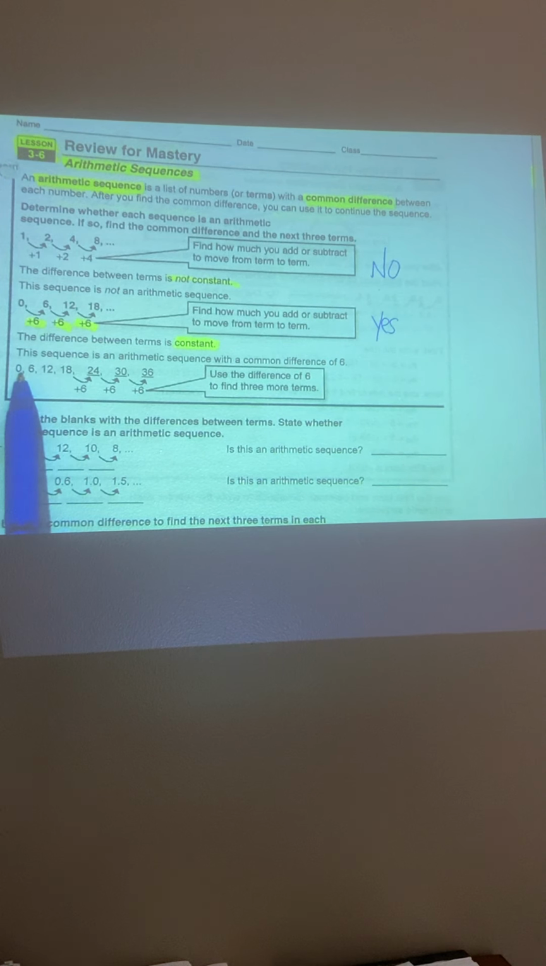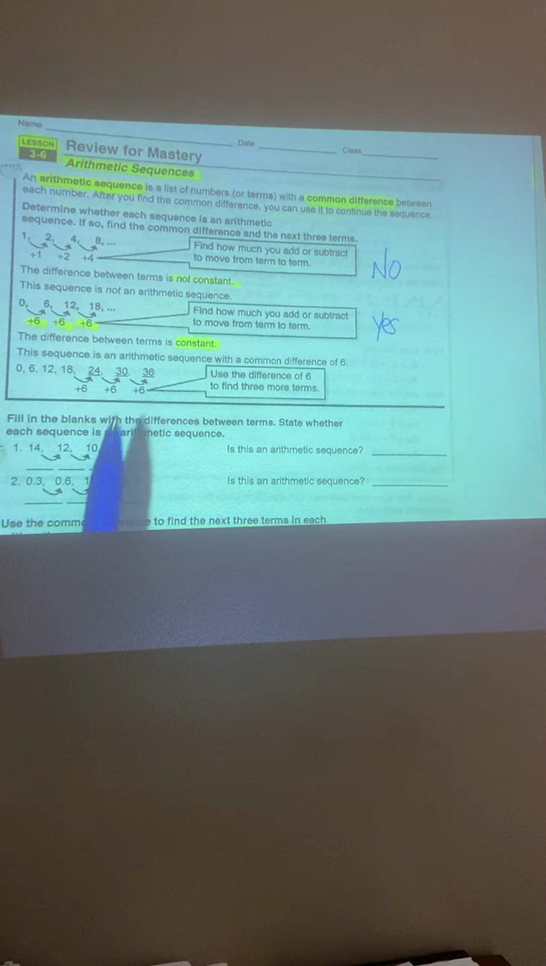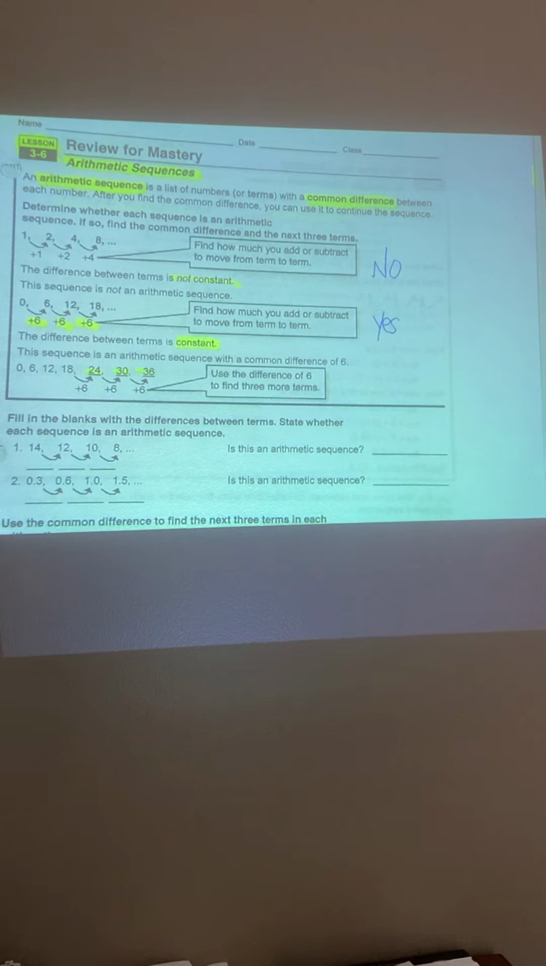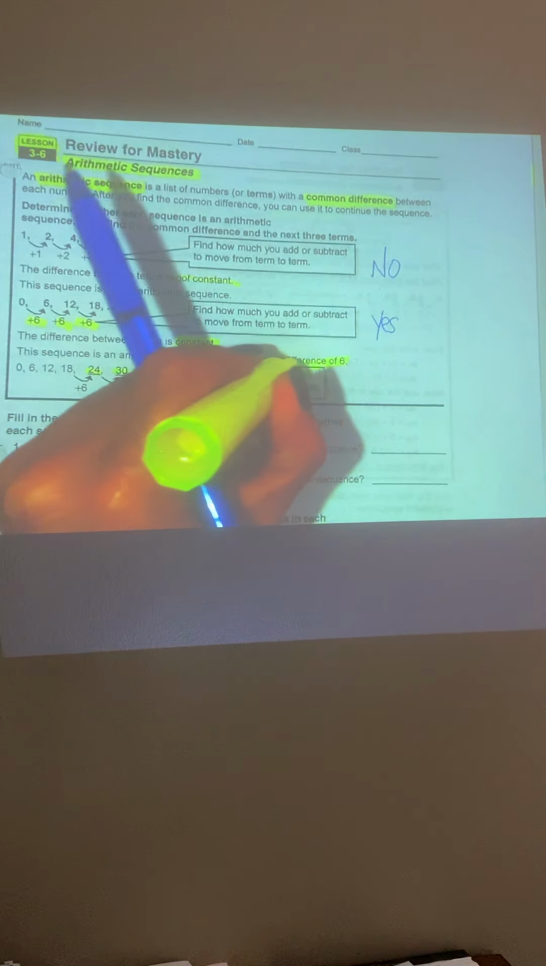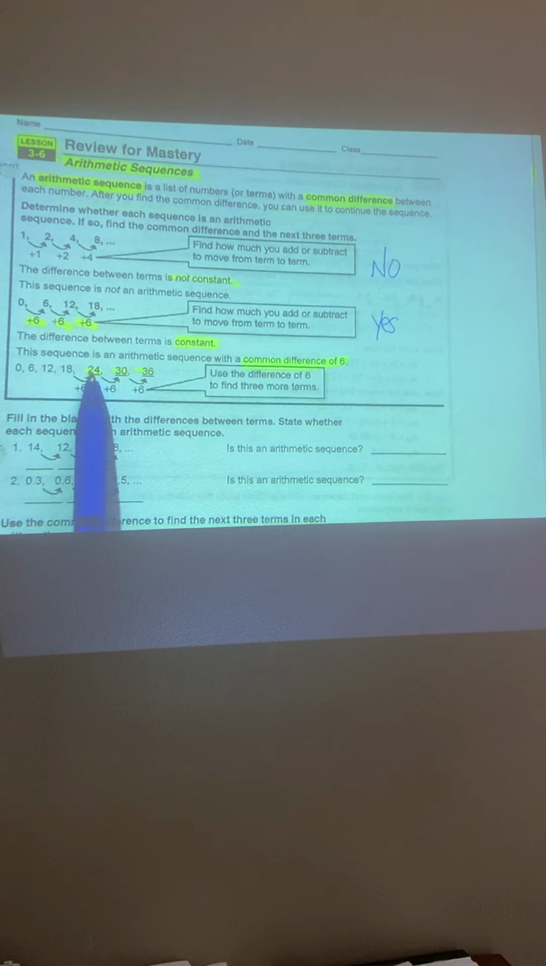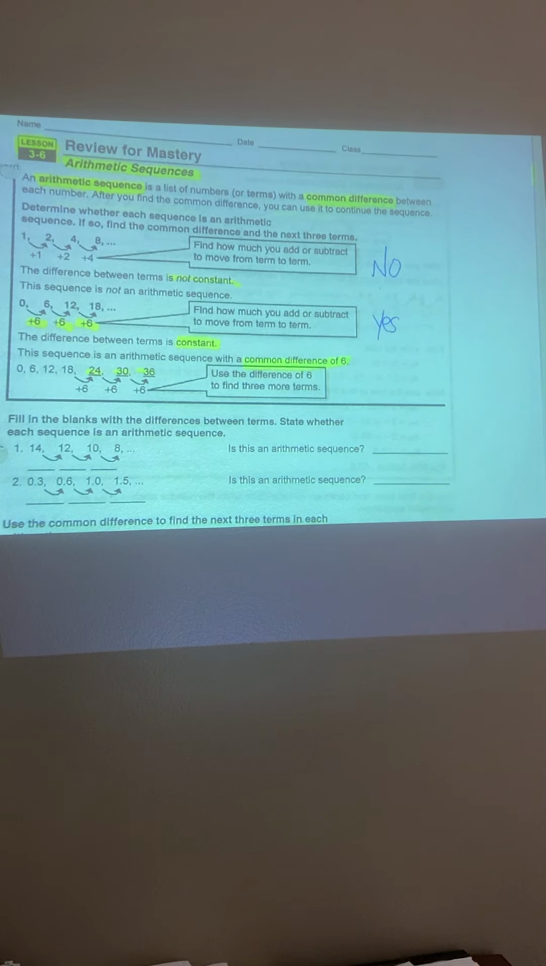Let's look at the next one. 0, 6, 12, 18. So now the next three terms would be, keep adding 6: 24, 30, and 36. So if a problem asks you for the common difference, it would be 6. And then what are the next three terms? Keep adding 6: 24, 30, and 36.